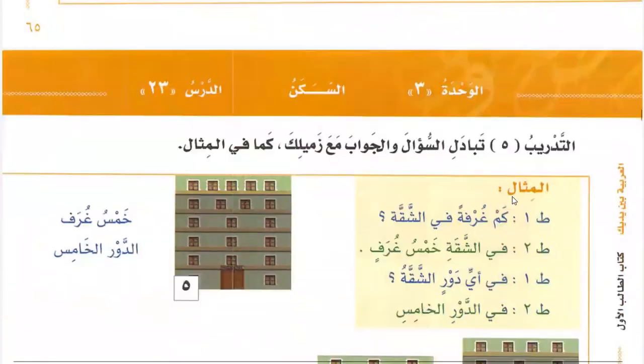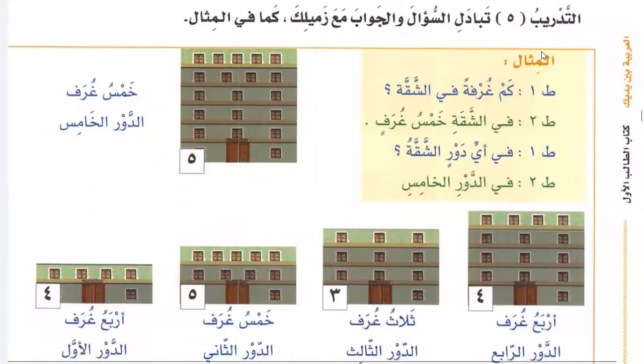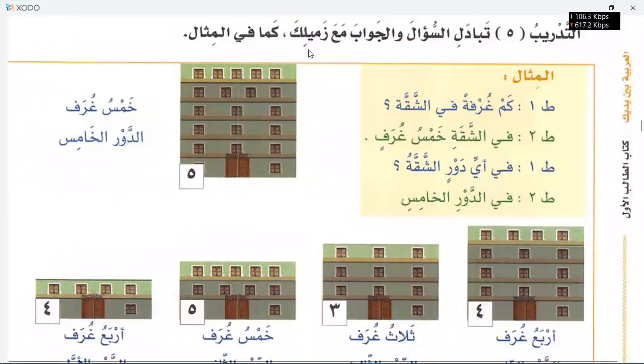I need an oven. The fifth exercise: exchange the question and the answer with your colleague, like in the example. Turidina is for female. Yes, turidina is for female. Excuse me. Exchange the question and the answer with your colleague, like in the example.